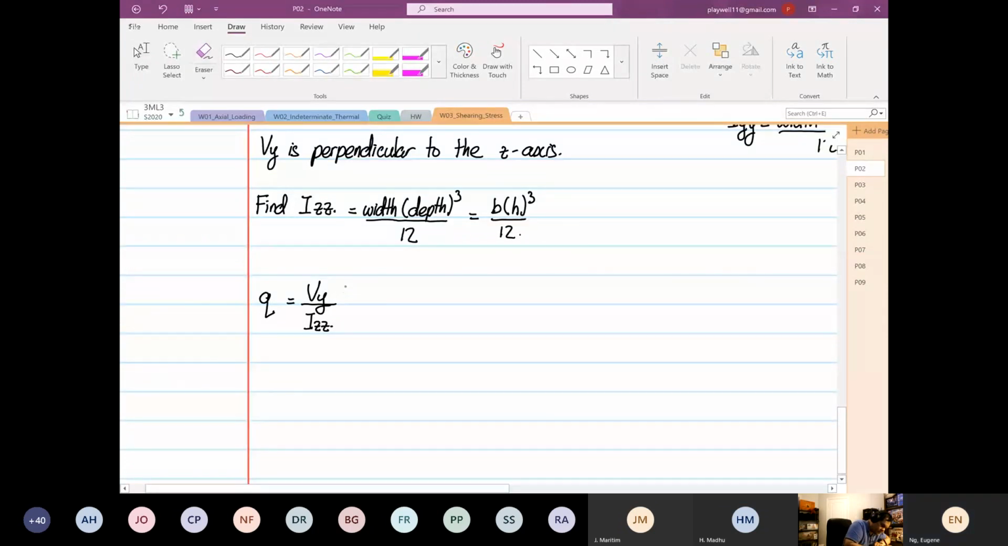So the shear force is in the y-axis, so you have to take your second moment of area Izz and the first moment of area Qz. I know some of you are like, oh no, first moment, second moment of area. So the next one is when q is equal to Vz. This will be equal to Iyy multiplied by Qy.